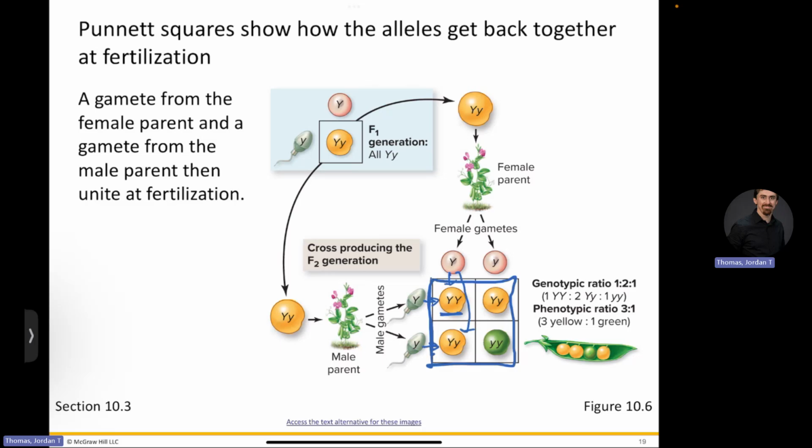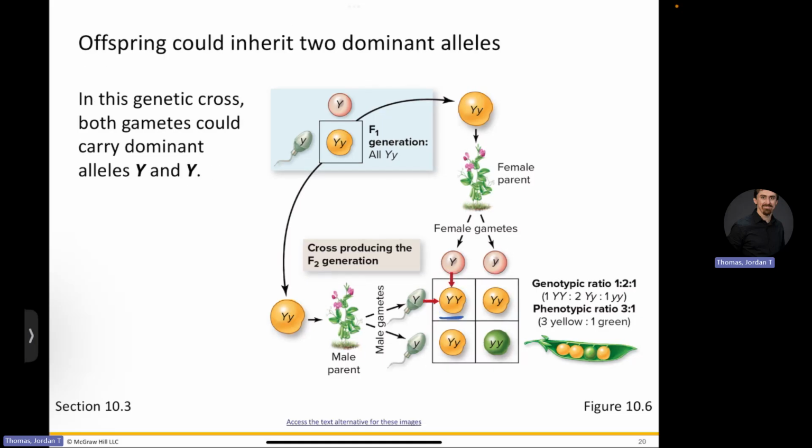Offspring could inherit two dominant alleles. And now we're kind of breaking it down. So we see in the example right here, we have the big Y from the mom going down to the first box, and the big Y from the dad also going to that first box. So one genotype that can be produced is big Y and big Y.